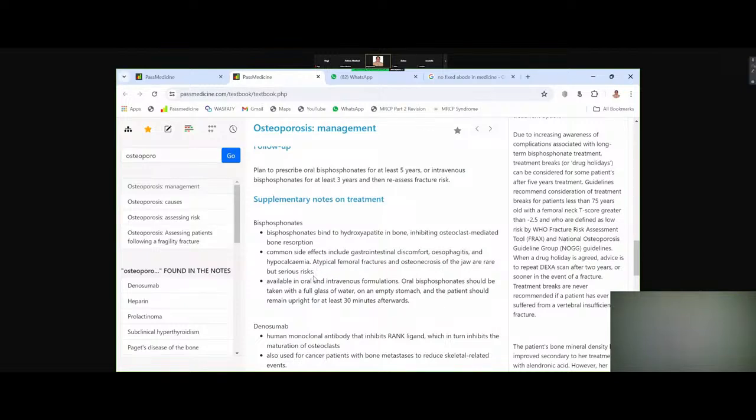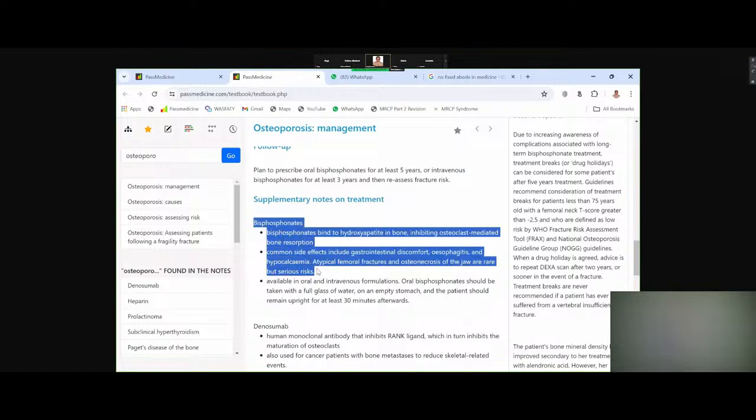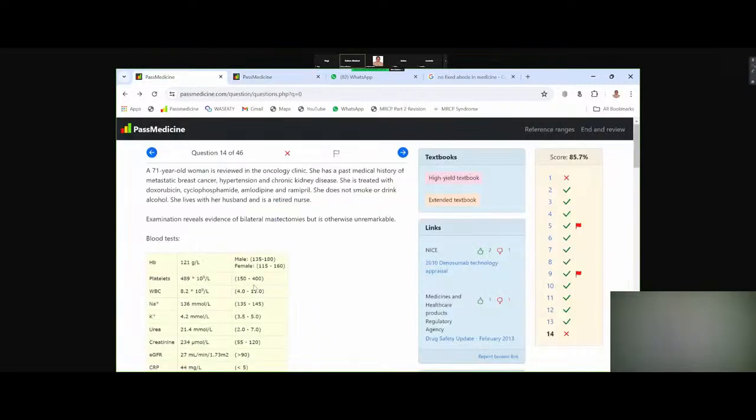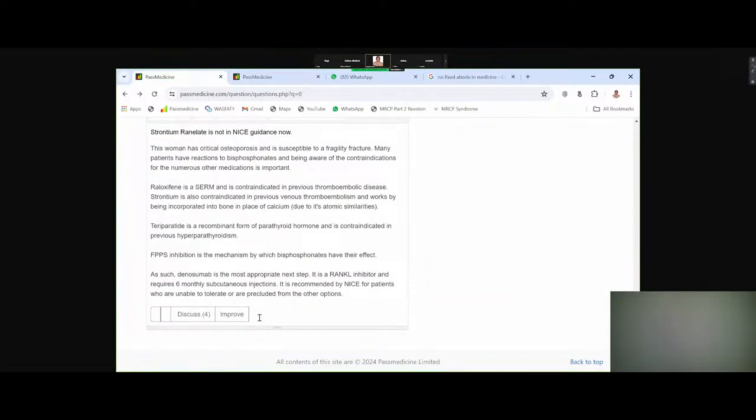It is available in oral and IV forms. It means these are not vertebral fractures, Dr. Zara. This is the atypical femoral fractures and the osteonecrosis of the jaw. This is the difference, you know. Atypical femoral fractures and osteonecrosis of the jaw. I will copy and paste this in our notes in the question, and I will highlight this point.